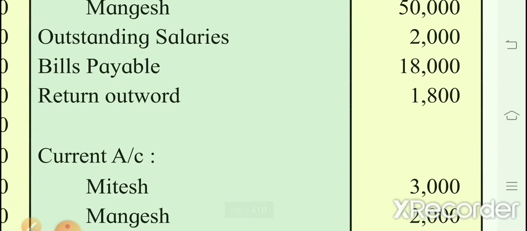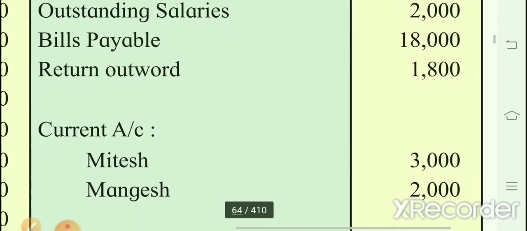So see, on the debit side of the trading account, we have written 68,900, the amount of purchases. From this amount deduct 1,800. The amount that appears in the outer column will be 67,100. 67,100 is the net amount of purchases.